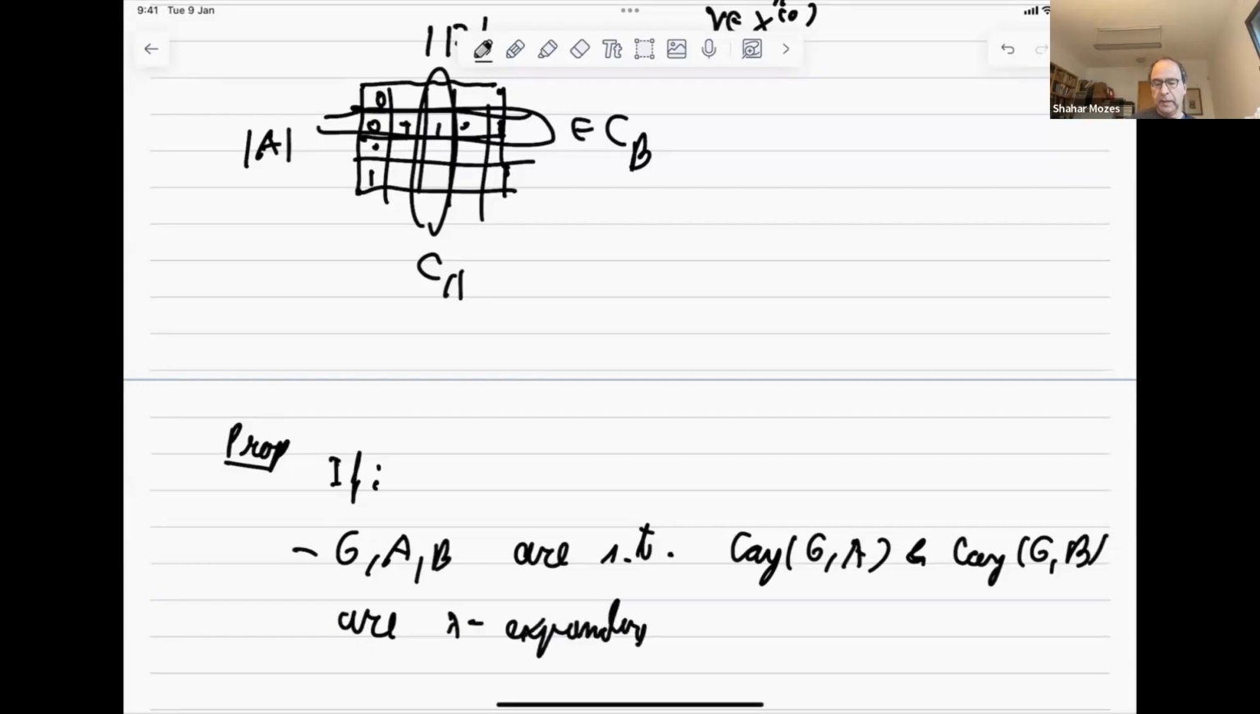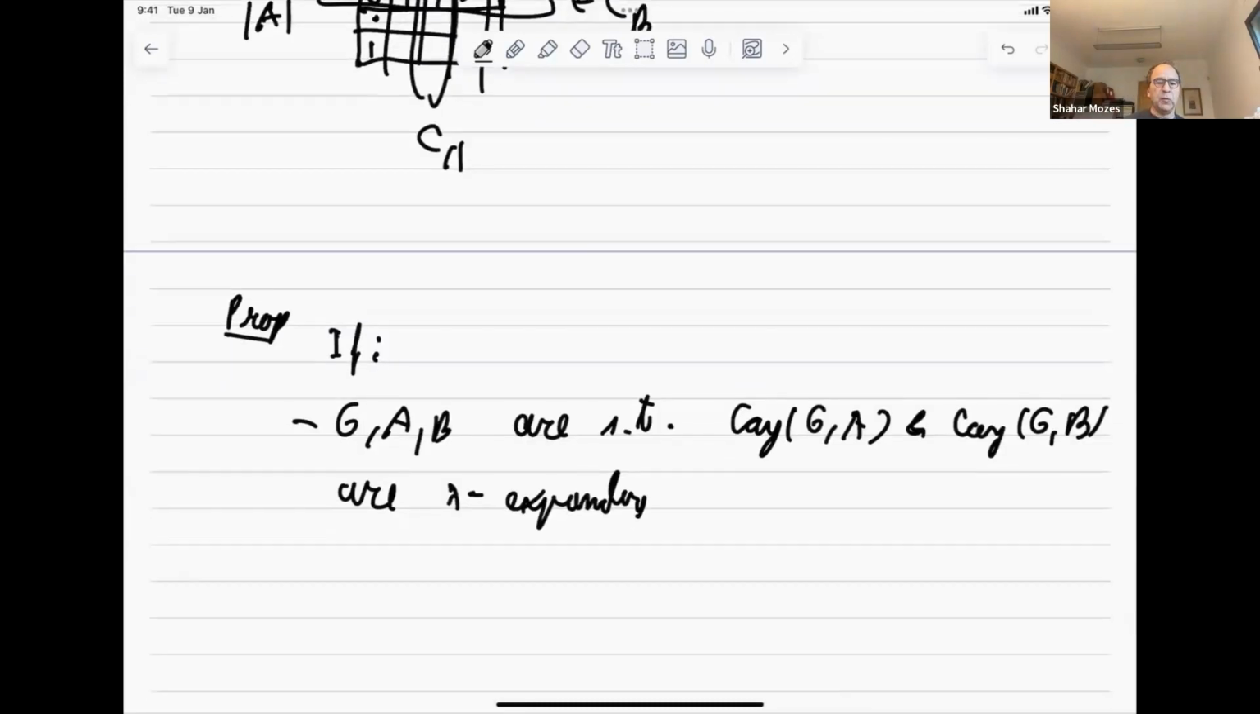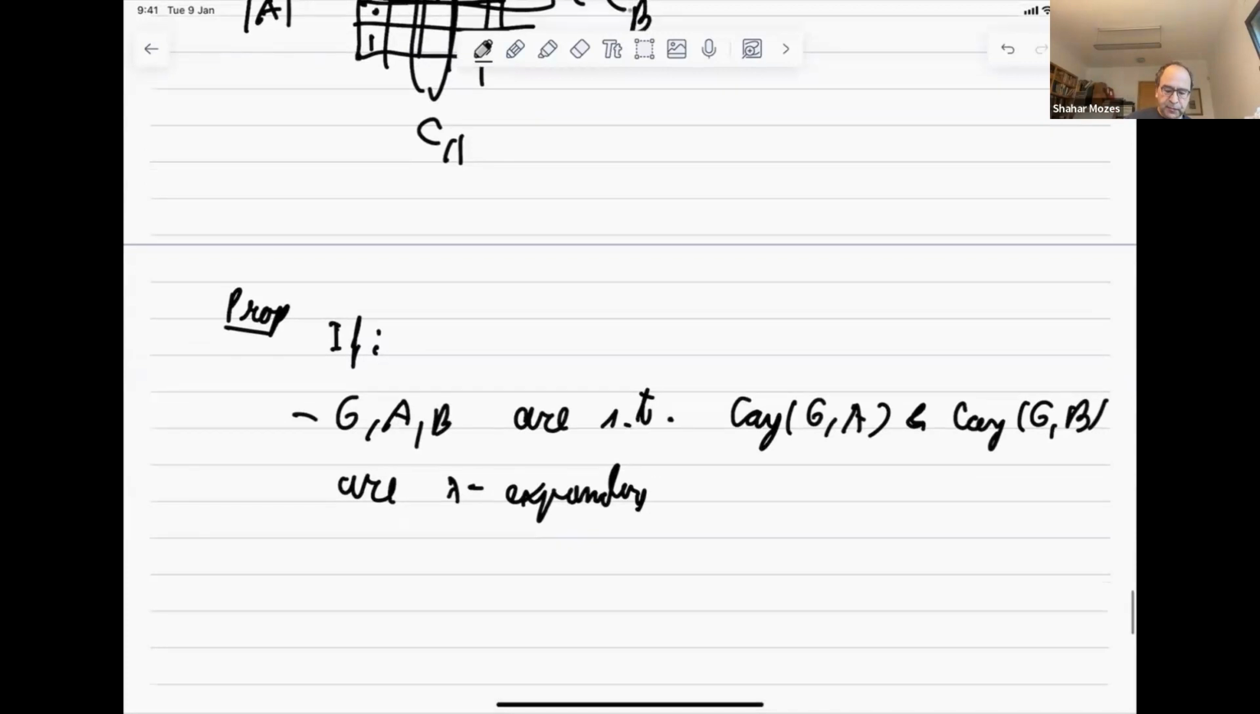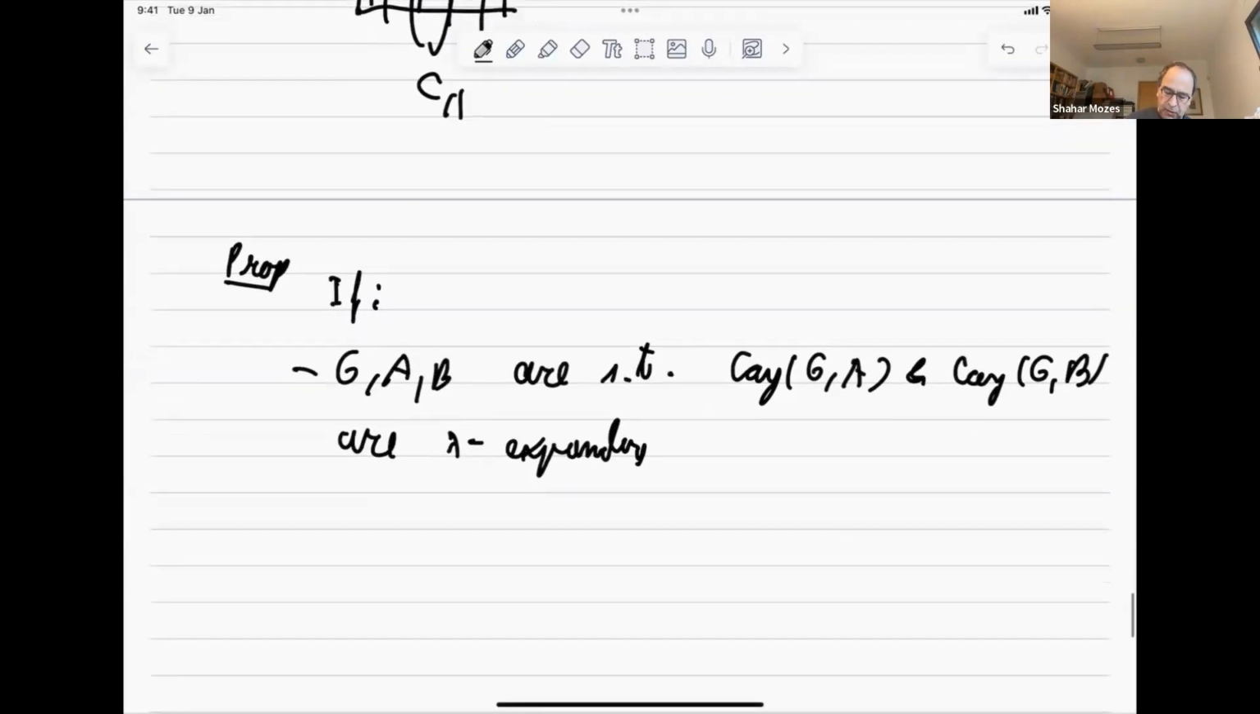So you want a group G with two sets of generators. So on the same group, you get two Cayley graphs, and you want both of these Cayley graphs to be lambda expanders, and actually we are going to need lambda to be small. And actually, we are going to use the size of A and the size of B. So assume they have the same size, just to simplify our life.